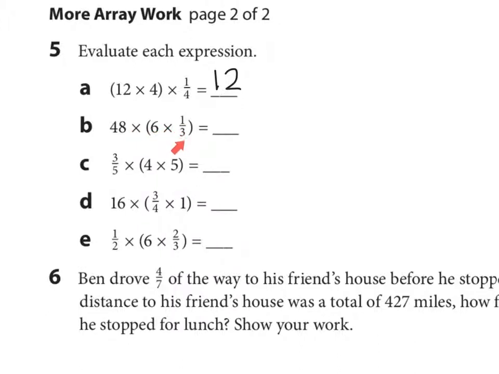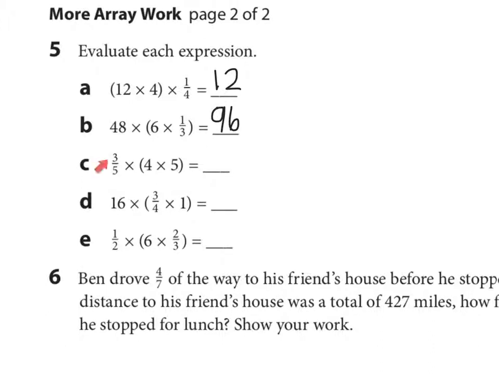I'm going to think, what is 6 times 1/3? That is 2. And so I'm going to just double 48. I can also think, what is 1/3 of 48? So 48 divided by 3 would be 16. And I can think 16 times 6 is 96. So either way to think about that, my answer is 96.